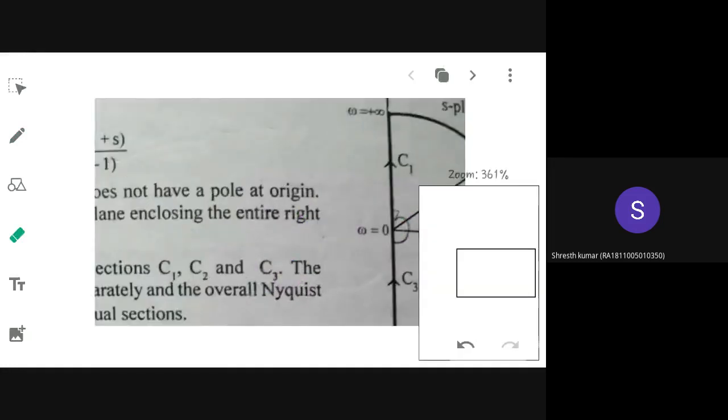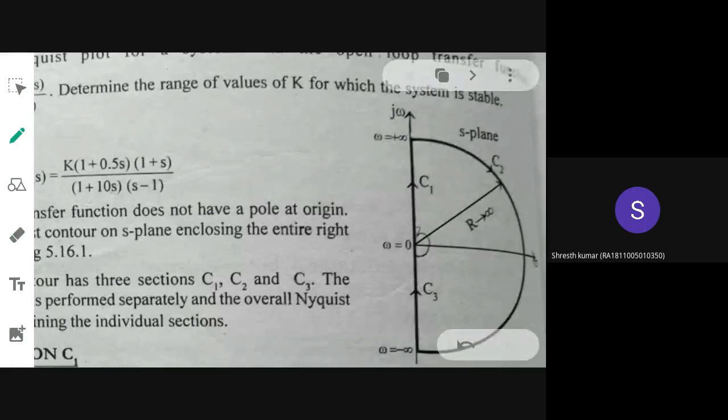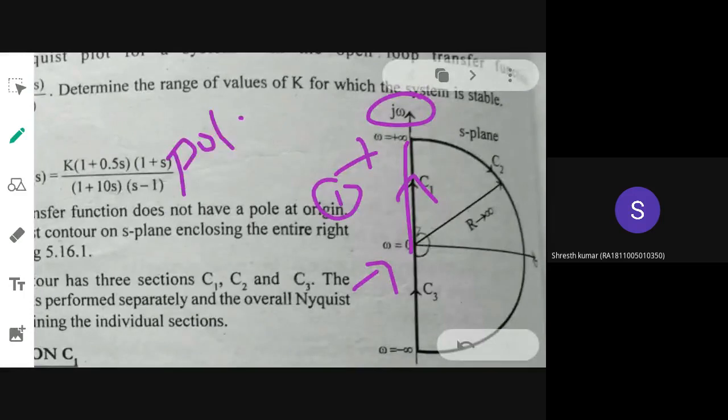Now there will be 3 segments only, not 4 segments as you've seen in the earlier problem. The first segment, as usual, is your imaginary axis line segment that is directed along the imaginary axis where omega is ranging from 0 to plus infinity. That is your first segment, for which the map will be a polar plot, as usual you have to draw.